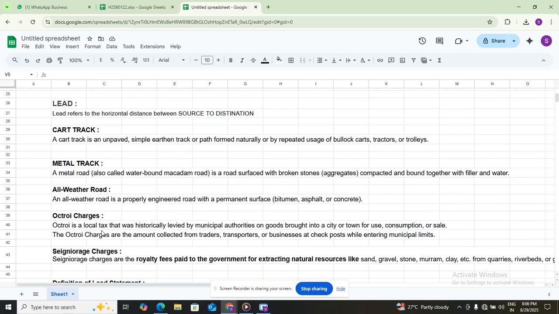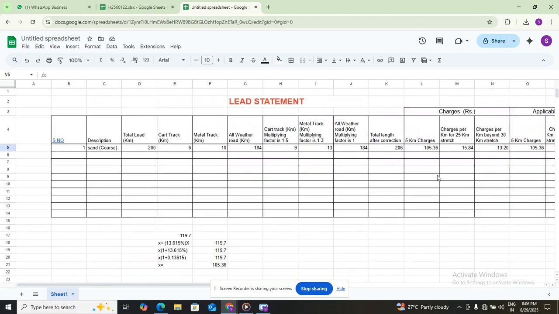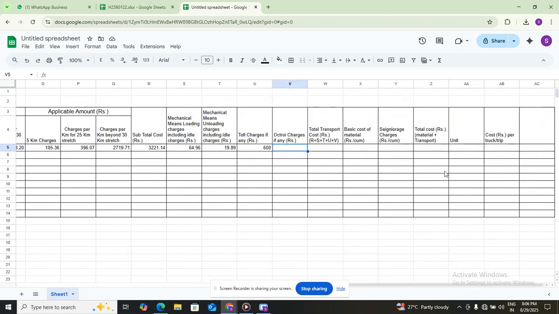Octroi charges is a local tax that was historically levied by municipal authorities on goods brought into a city or town for use, consumption or sale. These charges are the amount collected from traders, transporters or businesses at a checkpoint while entering municipal limits. Okay, the municipal limit we need to think about.